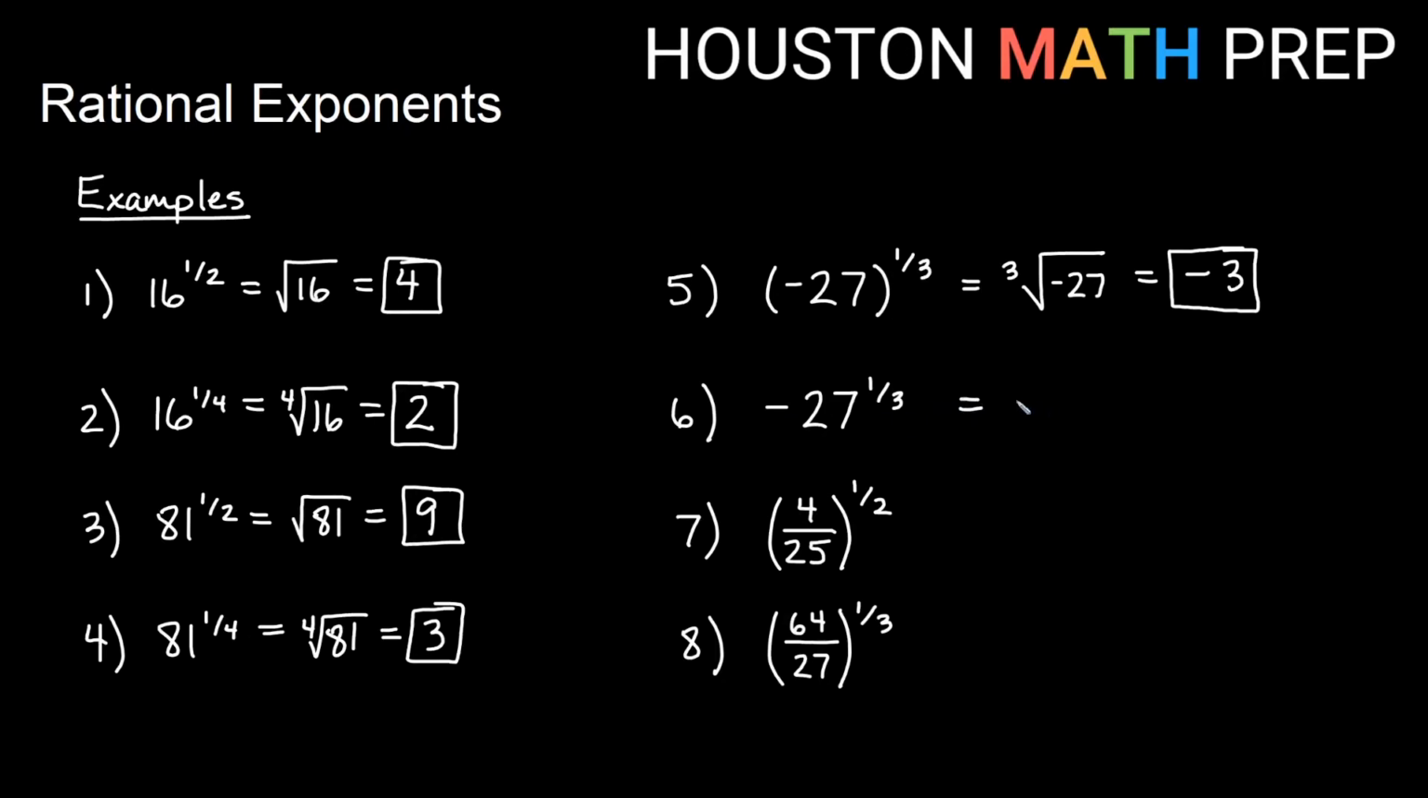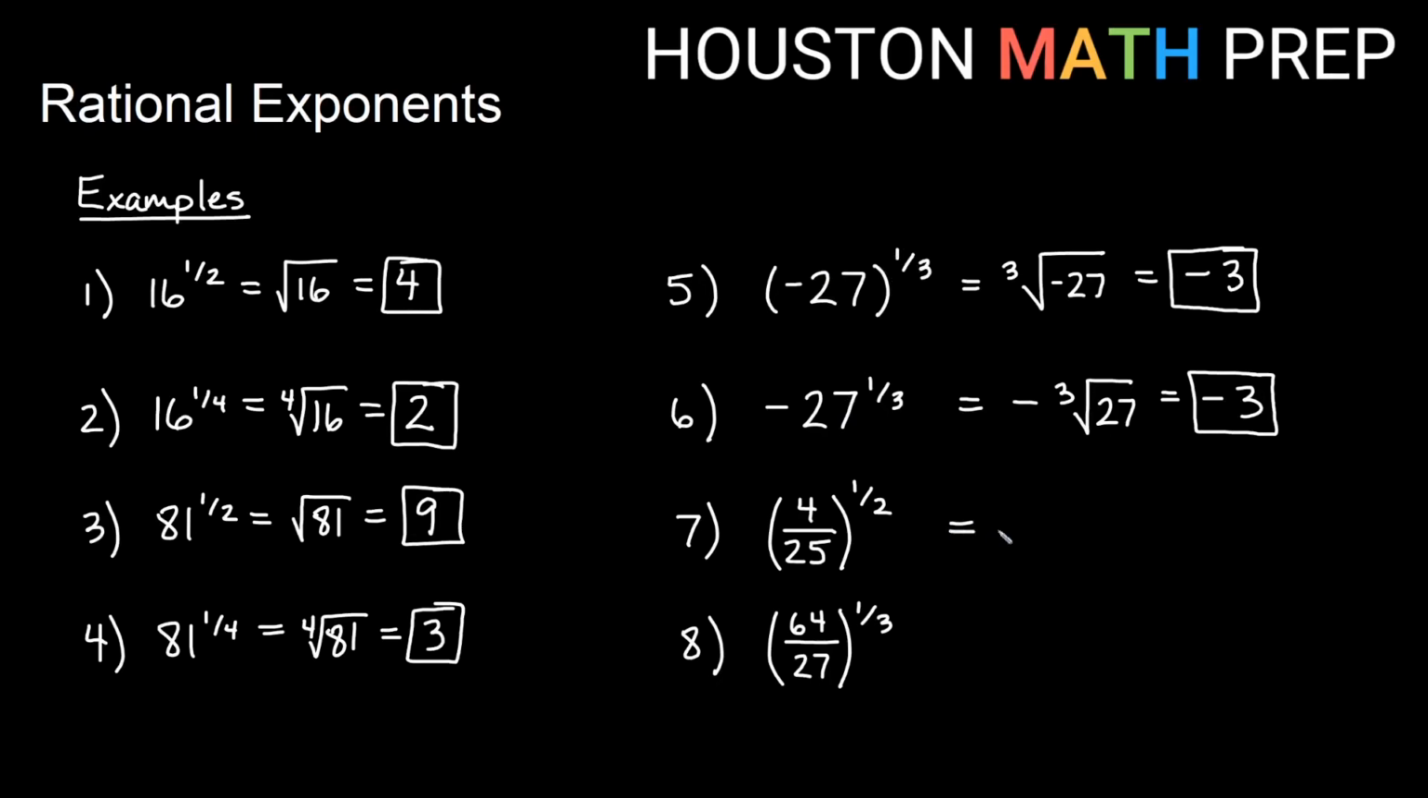So first, let's leave the negative out there. The 1/3 only applies to the 27, not to the negative. So we'll go ahead and think negative, and then what is the cube root of 27? And the cube root of 27, I think we figured out probably, is 3, because 3 times 3 times 3 gives us 27. So we do still get negative 3 for this one, but we want to be really careful when our negative is inside what is being considered with the exponent or not.